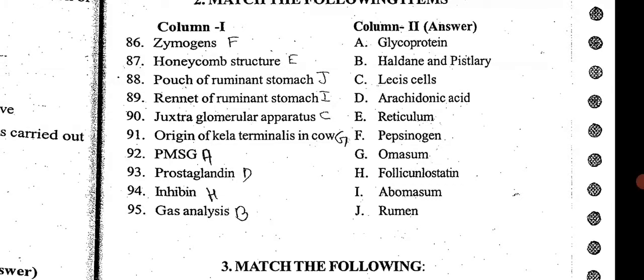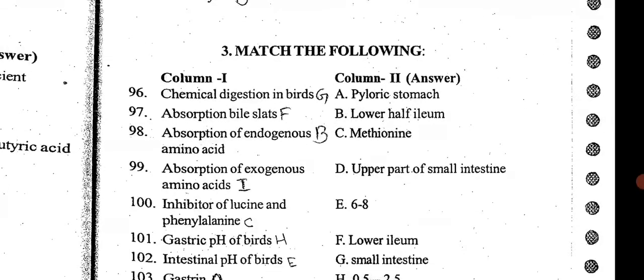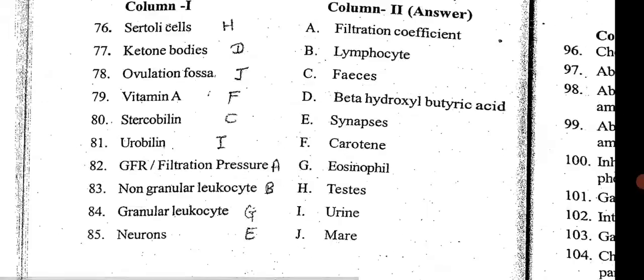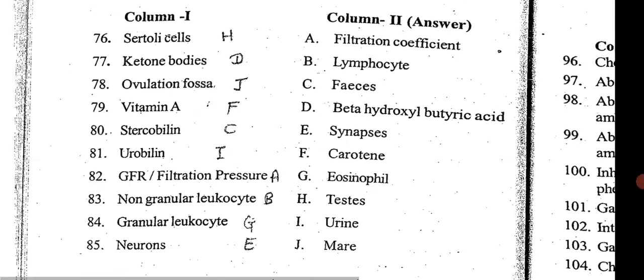Honeycomb-like structure is reticulum. Reticulum has a honeycomb-like structure, and omasum has a book-like structure, and it has many folds, partitions. Zymogens secrete pepsinogen, and HCl is secreted from parietal cells. Before we had studied that Sertoli cells are in testes. Ketone bodies are beta hydroxybutyric acid. Ovulation fossa is in mare.